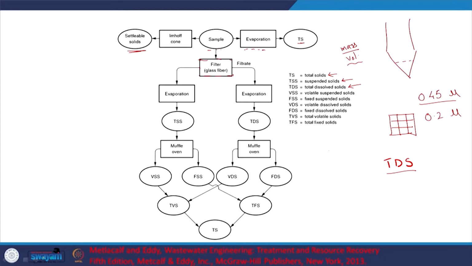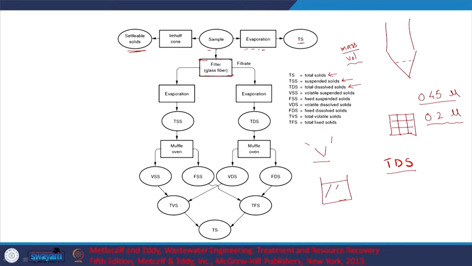So, I have a known volume of sample, let us call that V, and I am going to pass that through this particular filter, 0.45, 0.2 or a different filter. So, particles of size less than the filter pore size will pass through that particular filter, and I am going to collect that in a particular beaker.